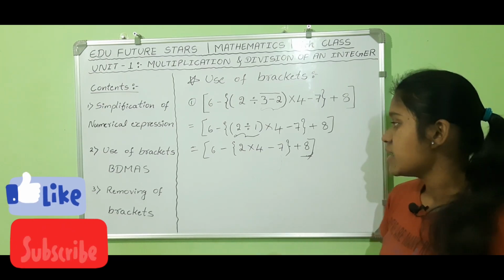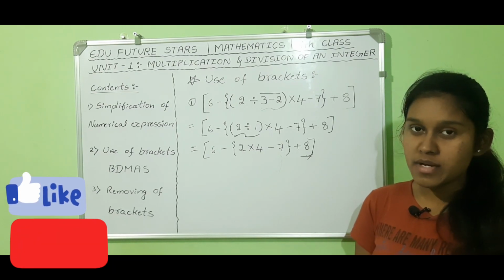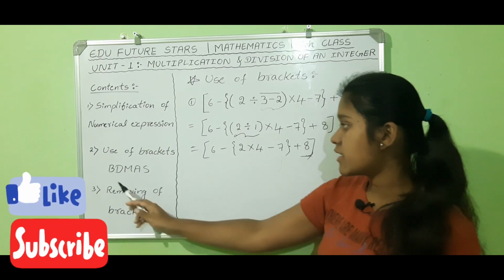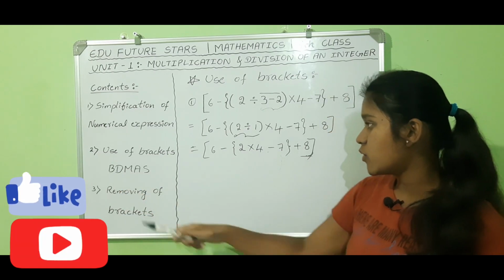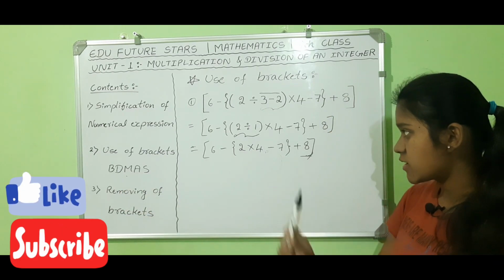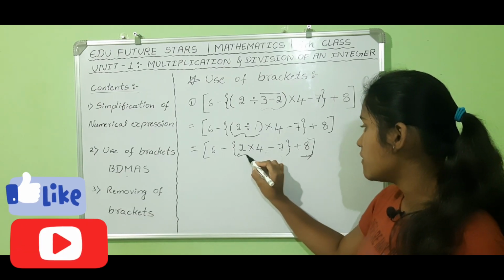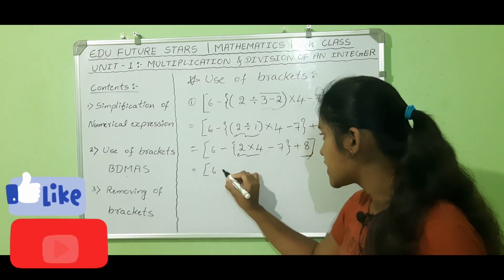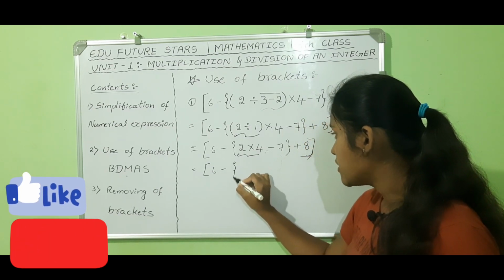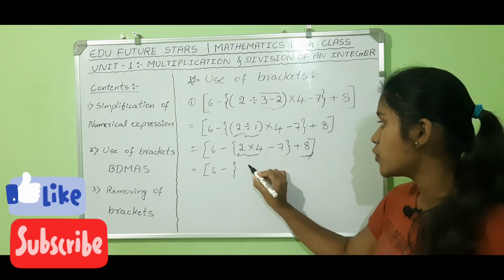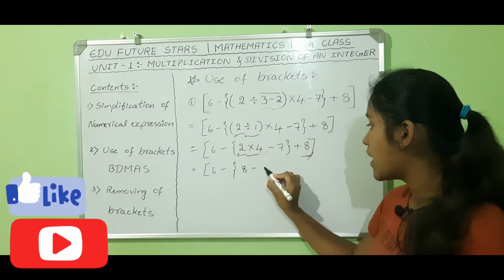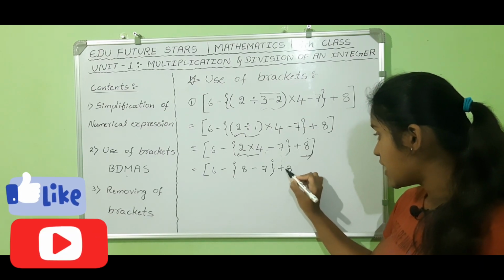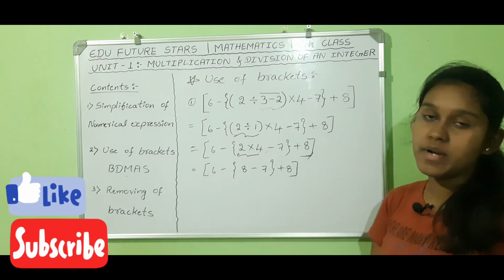Now what do we have to do? We know the BODMAS rule. We have to give preference to multiplication now. See here, there is no division here, so we have a multiplication symbol in this bracket. Correct? So we have to solve these two. So 6 minus open flower bracket, 4 twos are 8 minus 7, close flower bracket, plus 8 and close the square bracket.